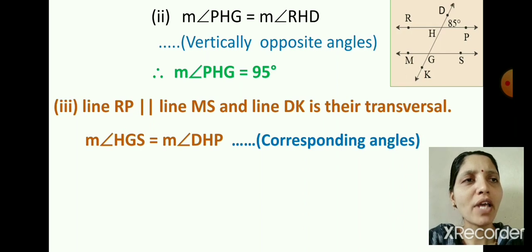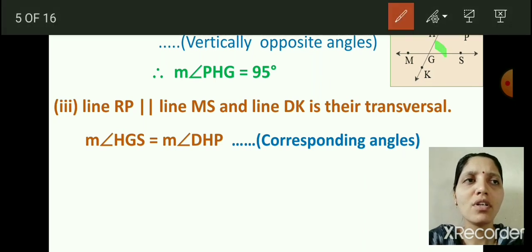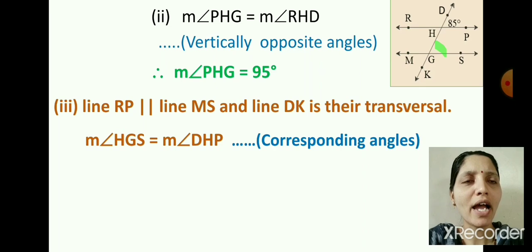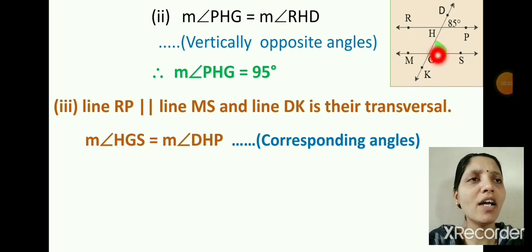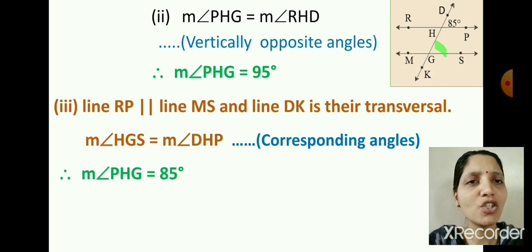After that, we have to find measure of angle HGS. Now this angle we have to find out. So how will you find it? Line RP is parallel to line MS and DK is a transversal. Therefore, measure of angle HGS and measure of angle DHP, these two angles are corresponding angles. So you will write here, therefore measure of angle HGS is equal to 85 degrees. Hence we got the third answer.